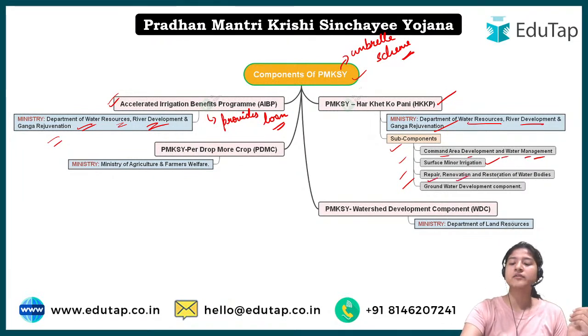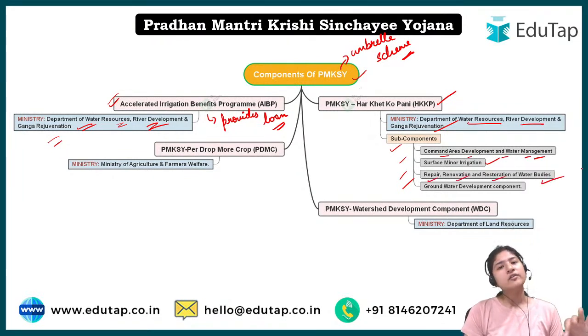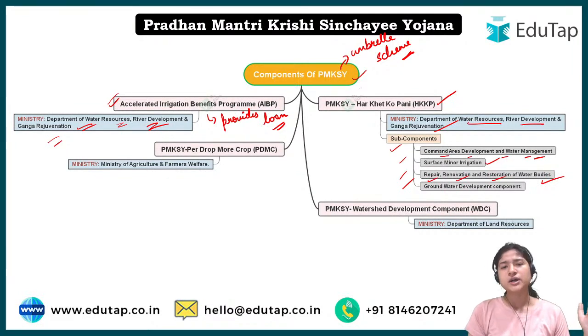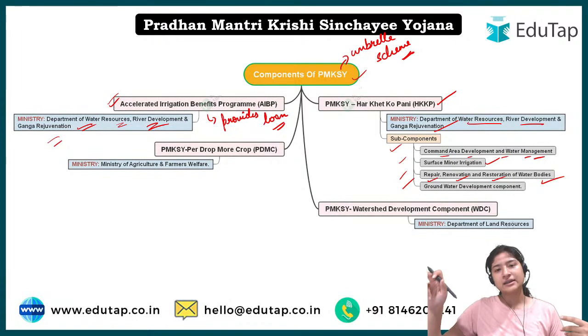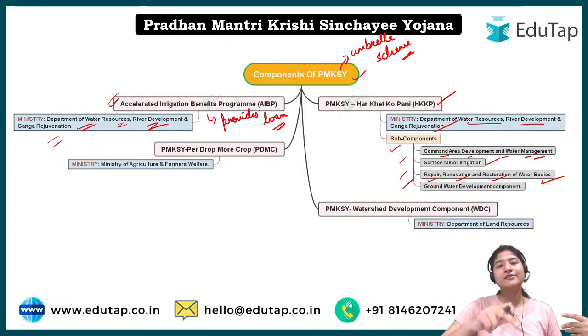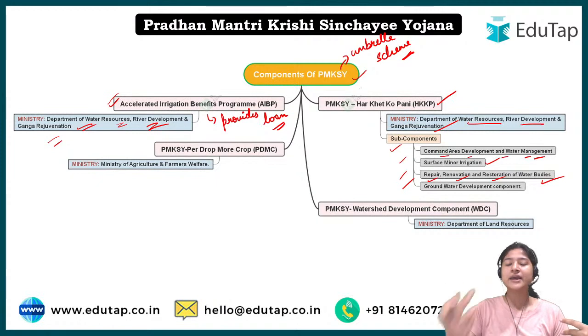Next comes repair, renovation and restoration of water bodies. Whatever water bodies might have got damaged or perished due to human activities or natural calamities, the aim under Har Khet Ko Pani is to restore those water bodies, because it says Har Khet Ko Pani, the water should be delivered to every field. So if there is some nearby water body which has perished due to pollution or anything, if we restore that water body, we can again utilize it for giving water to every field, and that is the aim of this scheme, right?